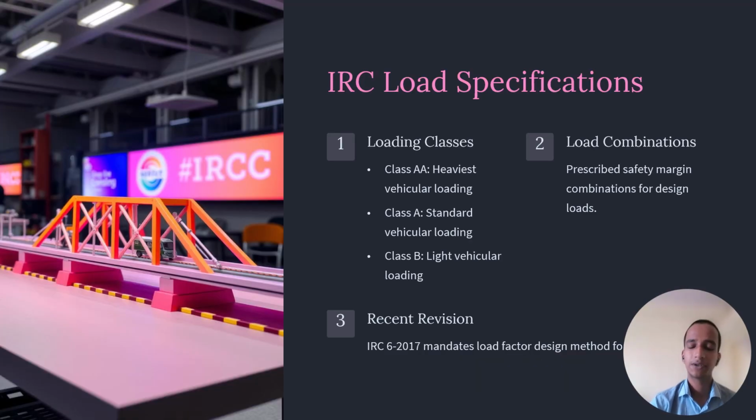According to the Indian Road Congress, which is another standard followed by transportation engineering students, the load specifications are given. First is the loading classes. There are three classes of loadings: class AA, class A, and class B. In class AA, the heaviest vehicles are considered, such as trucks, and in the railway, trains can also be considered. Class A is standard vehicular loading, which is generally cars and medium range vehicles. And lastly, class B, which is light vehicles such as motorcycles, your scooty, like that.